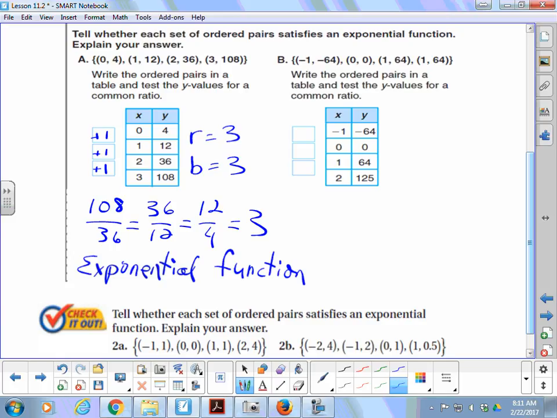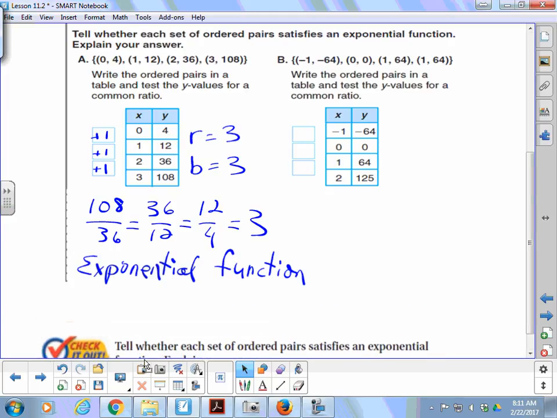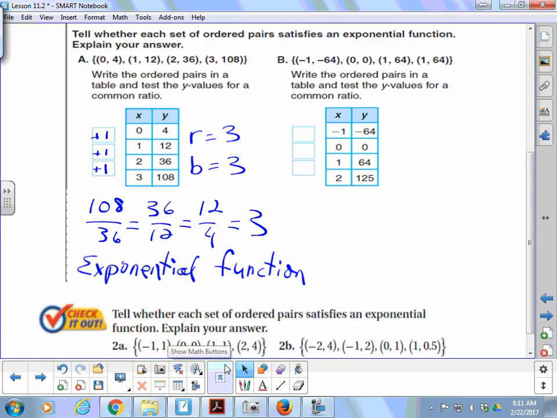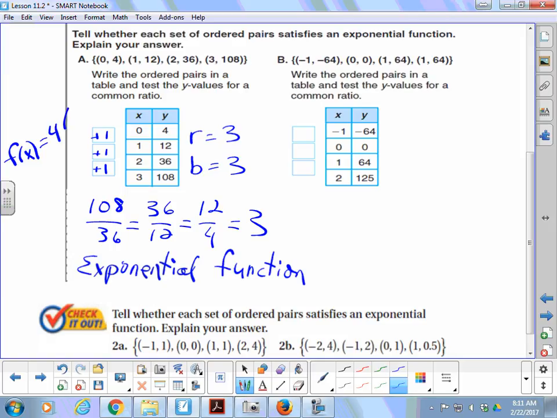So if I was going to write the exponential function that's represented here, then we would say that f of x equals our starting value, 4, times 3 to the power of x. So when x is 0, y is 4. That's always your starting value, your y-intercept. That means the x value would have to be 0, so the y value is 4. Okay? All right, letter B.